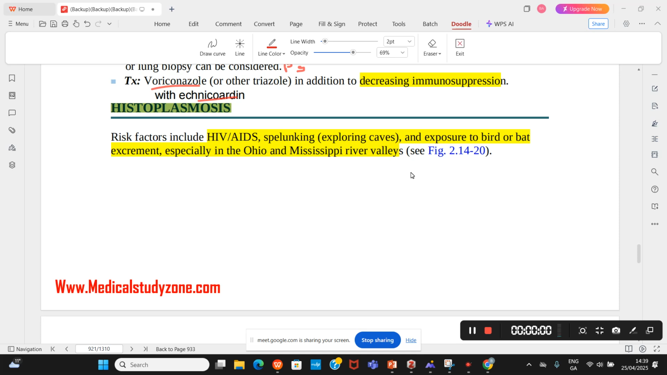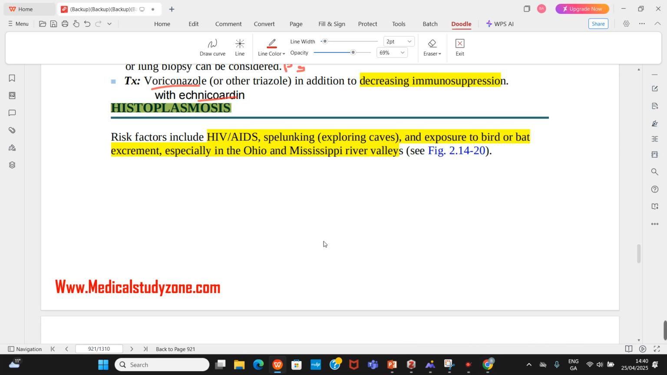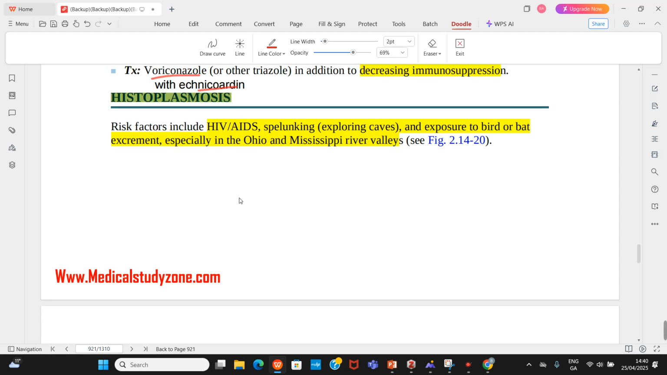We'll be starting with histoplasmosis. So we are currently running through the fungal infections. Histoplasmosis is one of those fungal infections that is caused by Histoplasma capsulatum, which we all know. And there are some common risk factors, and that includes HIV, people that explore caves, or people that are exposed to bird and bat excreta.